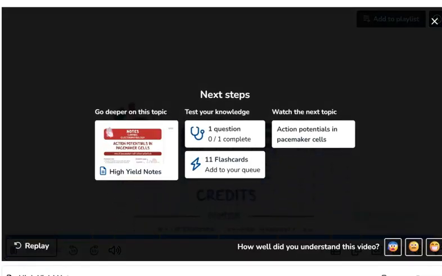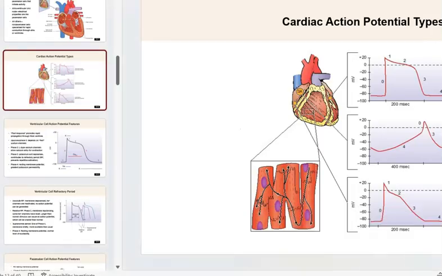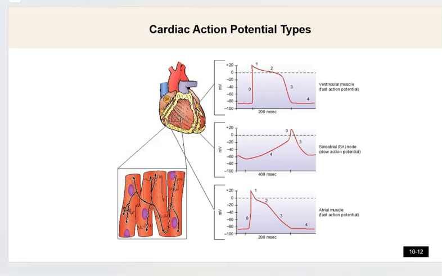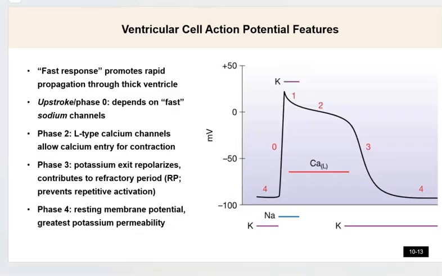Okay, so let's go back then to our lecture by the text. And what they show is this image here, which is your figure 10.8. And this is showing that fast response action potential, right? And this is what promotes the ability of contractility. And so this is how they explain it to us in the book. Phase 0 depends on the fast sodium channels, and we get that fast uptake, right, up to the positive 20.